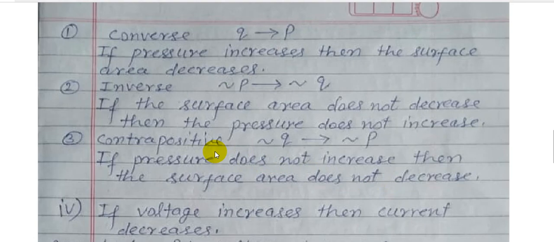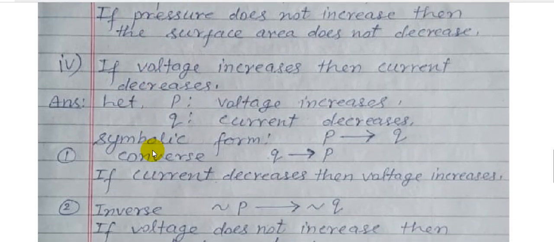Only use "not". It is present indefinite tense, so you have to write in the same format. Use "does not" only for the negations. And for the converse, you have to write only in the form of if-then: if pressure increases, then the surface area decreases. So it is already written here. It is first converse, second inverse, and third contrapositive. Okay, you understood this question? Very good. Now see question number 4.